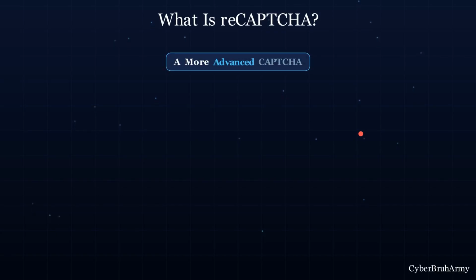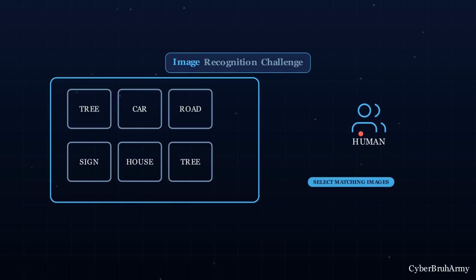ReCAPTCHA is a more advanced service that was developed as an alternative to traditional CAPTCHA tests. One type of ReCAPTCHA presents a grid of images and asks the user to identify objects such as vehicles, trees, or street signs. The visitor selects the matching images, and the service evaluates the response before deciding whether to allow the interaction.